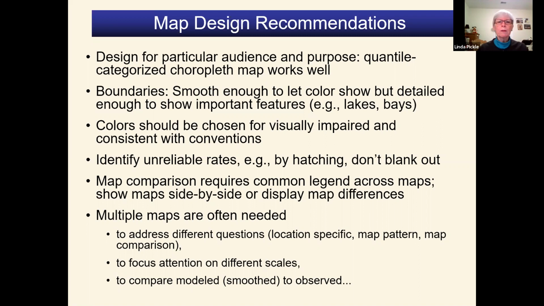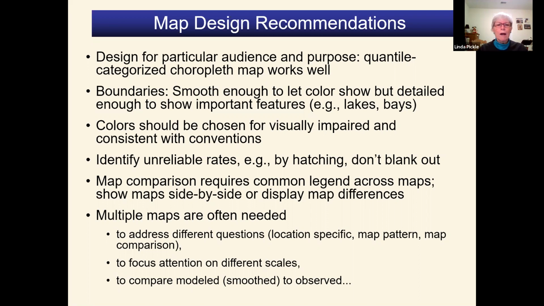Boundaries I didn't talk about, but they should be smooth enough and thin enough, the boundary lines, thin enough to let the color show through, but detailed enough to show important features like lakes and bays. You have to decide for your purposes, do you want to show lakes and bays like the Chesapeake Bay in Maryland, or do you want to just smooth over that? The colors should be consistent across the maps in the atlas, if that's what you're doing. Colors should be chosen for the visually impaired, and they should be consistent with color conventions, whatever they are.